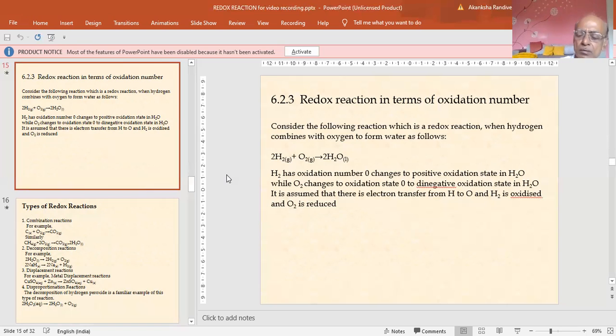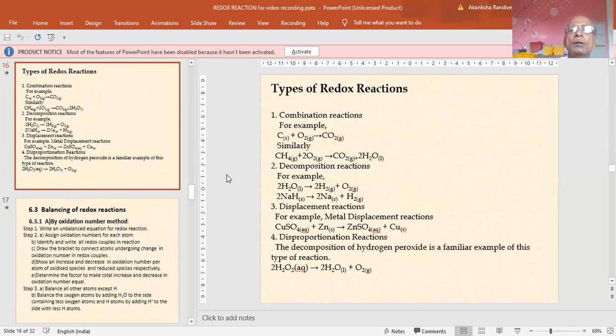Now, let us consider the types of redox reactions. There are mainly different types of redox reactions. The first one is a combination reaction. For example, carbon combines with oxygen producing carbon dioxide.